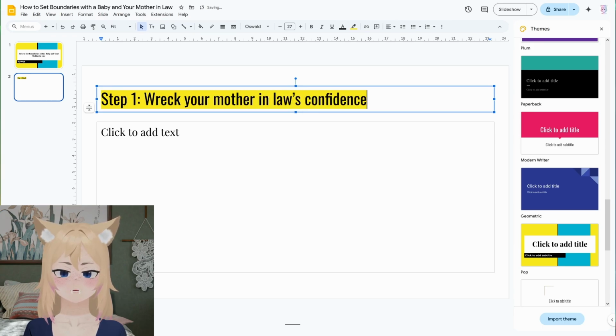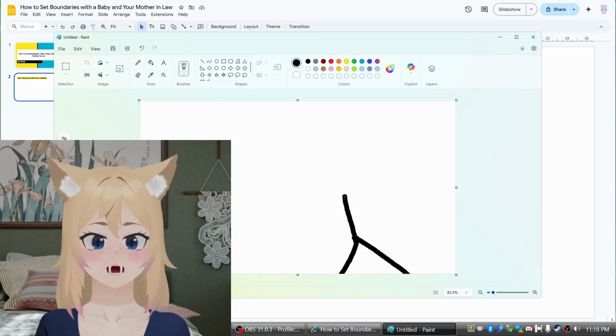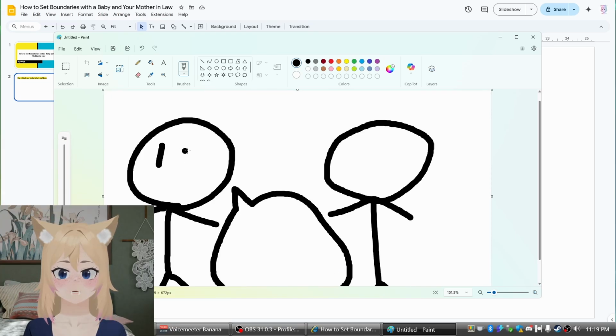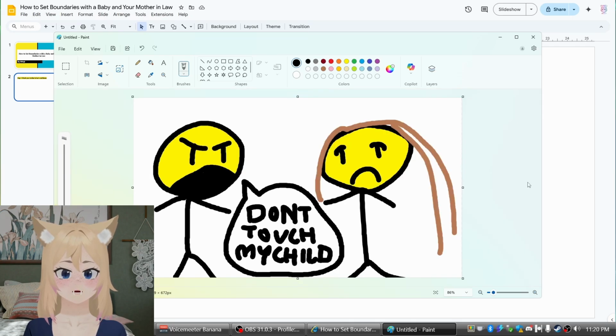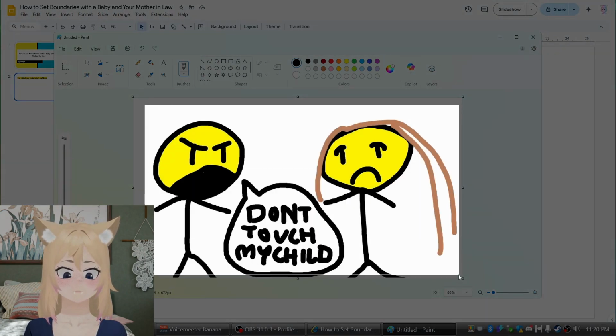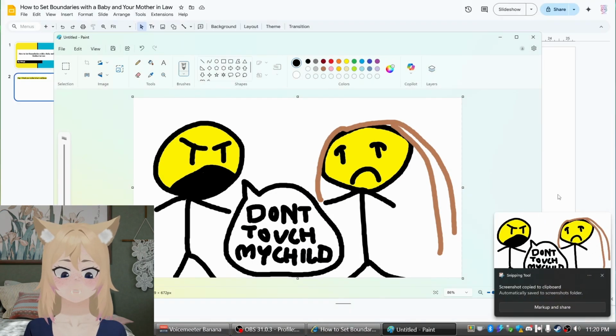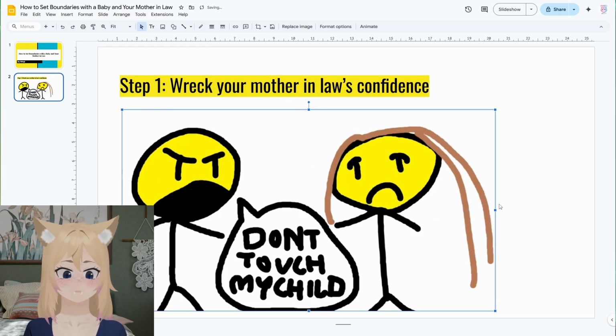Mother-in-law's confidence. What does your mother-in-law look like? This is you being very, very stern with your mother-in-law, like this. And this is your mother-in-law listening, and her confidence is going to be shattered after this. There you go. And by screaming, you will have shattered her confidence. Of course, this is just one way of shattering people's confidence. For more ways on shattering people's confidence, see my other tutorials.